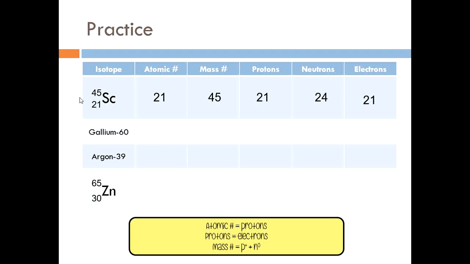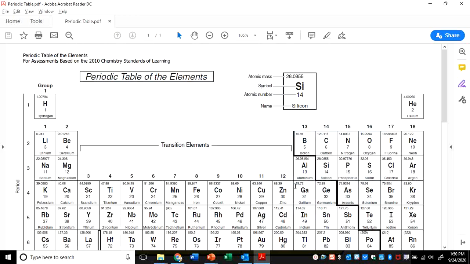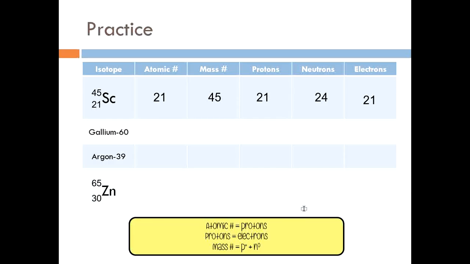So let's look at our periodic table and find gallium. Gallium is number 31, Ga. So gallium's atomic number is 31. We have the mass number, that's 60. We have 31 protons. We have 29 neutrons. 60 minus 31 is 29. And we also have 31 electrons.